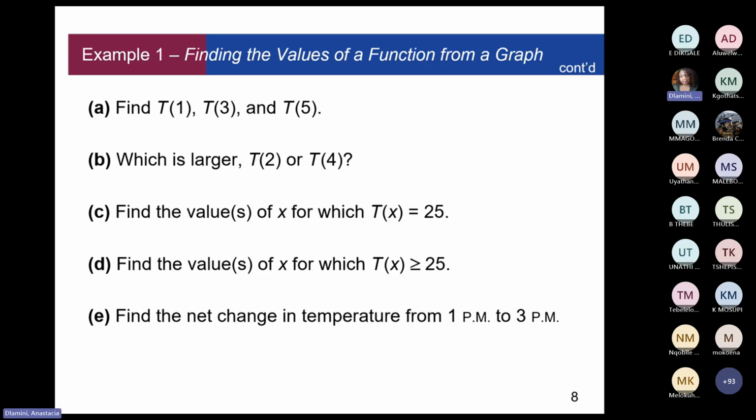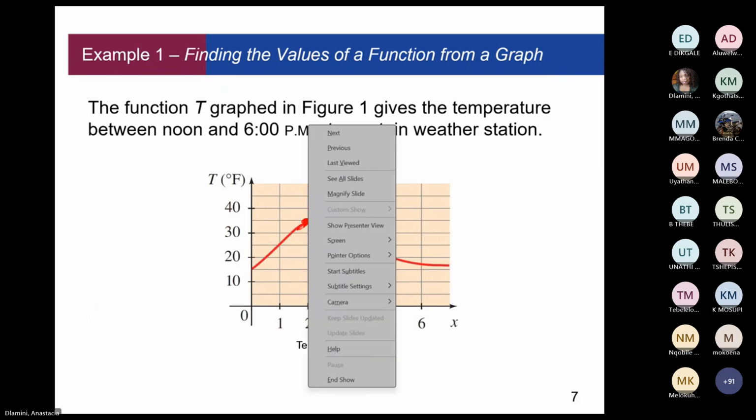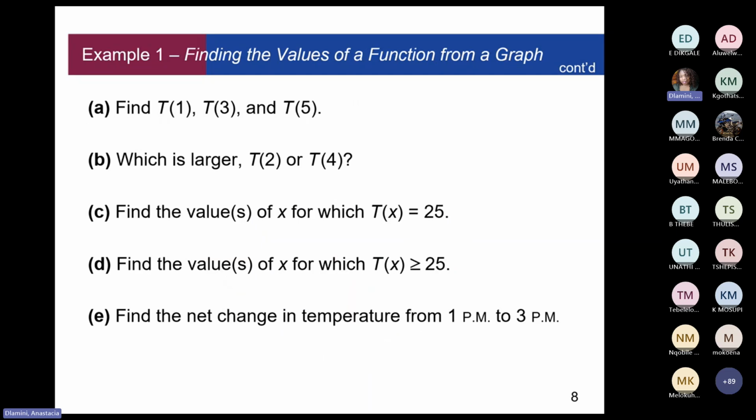And then they're saying, find the values of x for which T(x) is equal to 25. What are the values of x? 1 and 4. Well done. Now find the values of x for which T(x) is greater than 25.